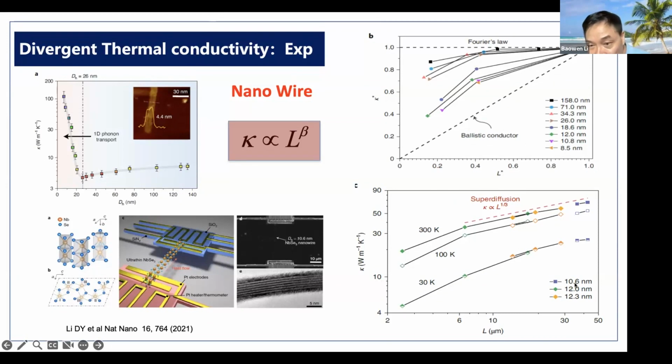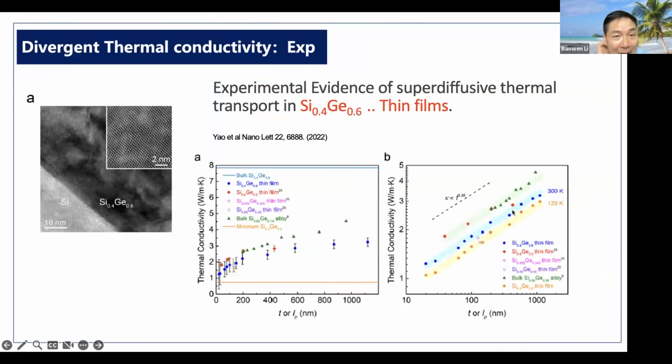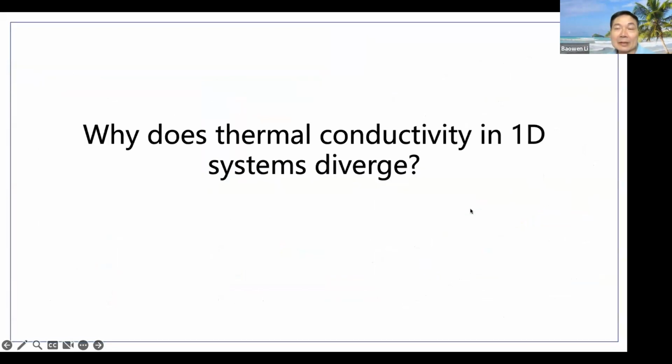And this is for the 10.6, 12, and 12.3 nanometers, and they show very close to kappa versus L with exponent 1/3. Another work is for a thin film, measuring thermal conductivity in the perpendicular direction, which means the heat conduction is in one direction. Here they show the thermal conductivity versus thickness of the thin film with power 0.26. So now we have so many numerical as well as experimental results showing that in one-dimensional systems, thermal conductivity diverges with the system length.